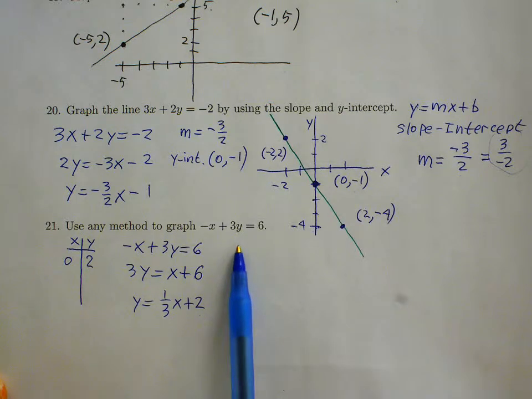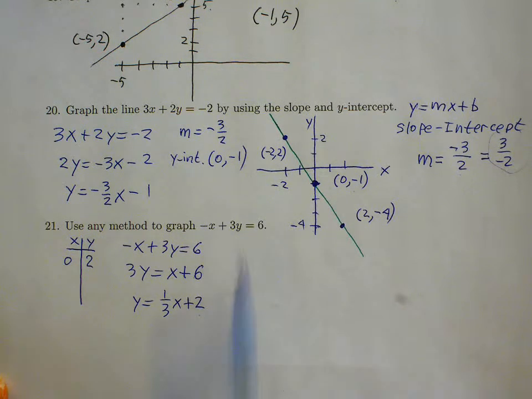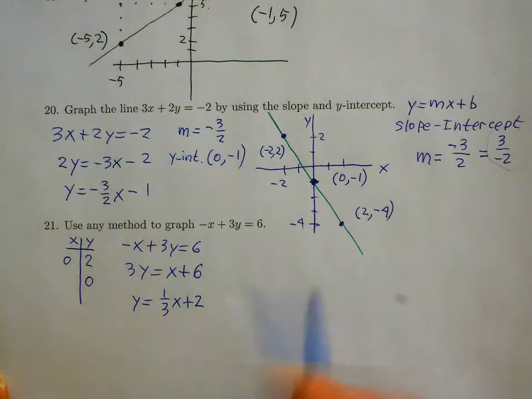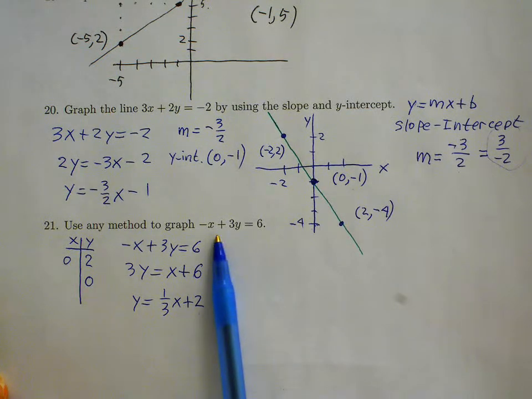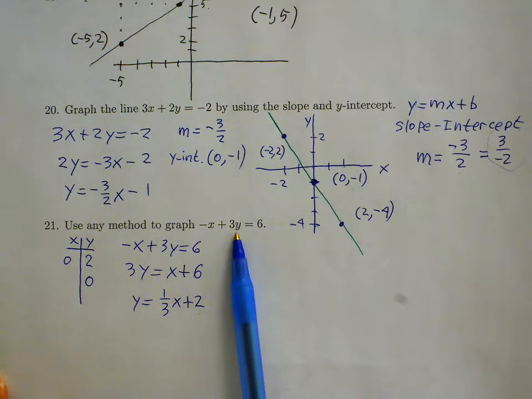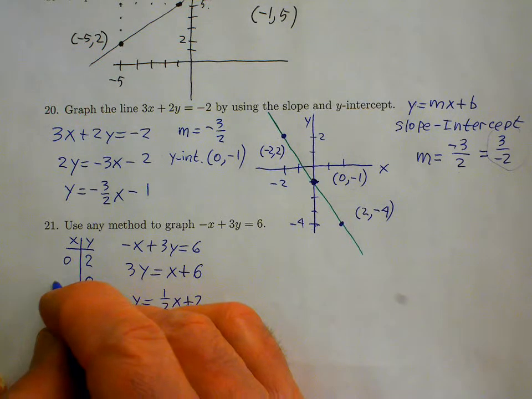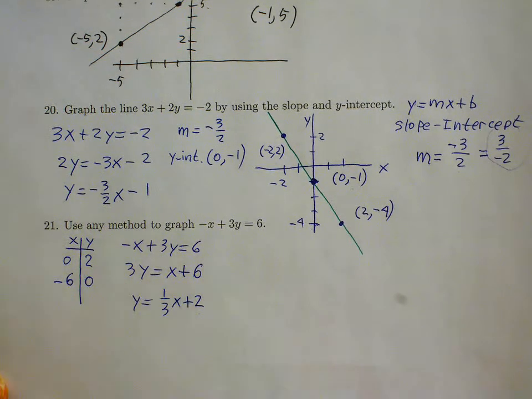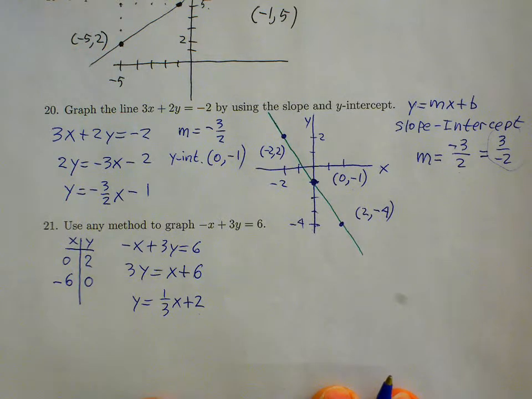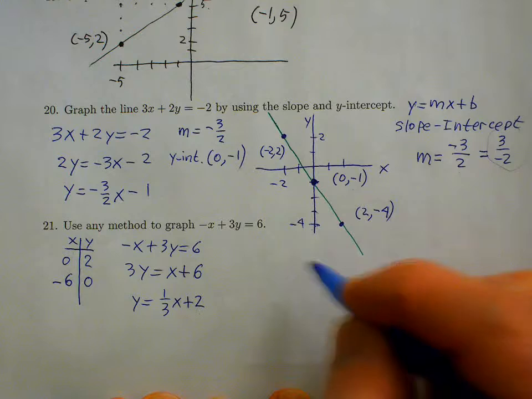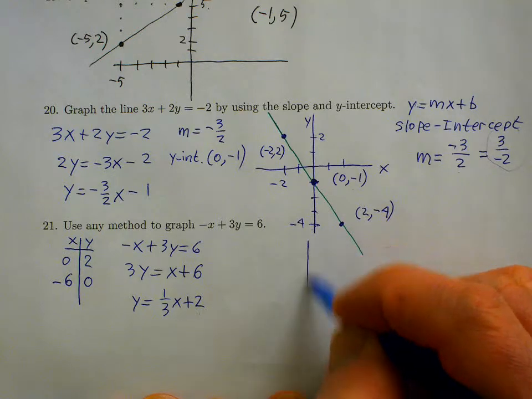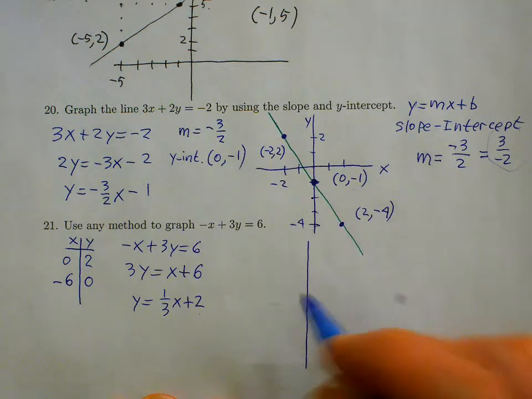To find the x-intercept, we replace y with 0. In this equation, replace y with 0, we get negative x equals 6, which means the x-coordinate is negative 6. Okay, either way, we have more than enough information to graph this line.